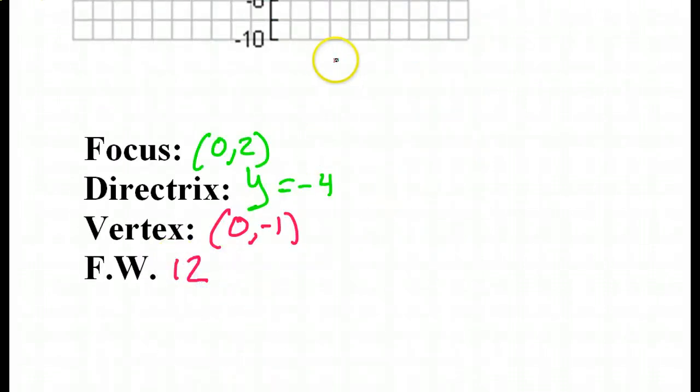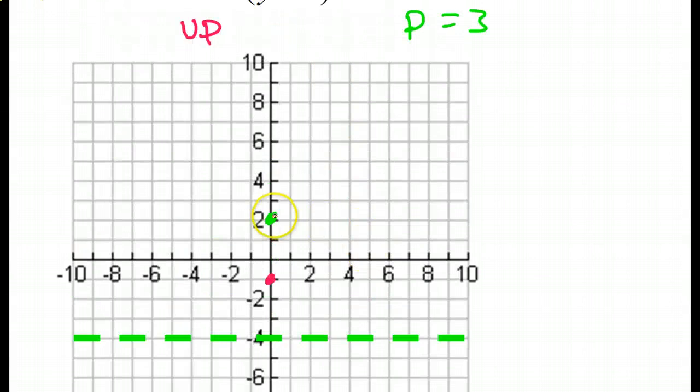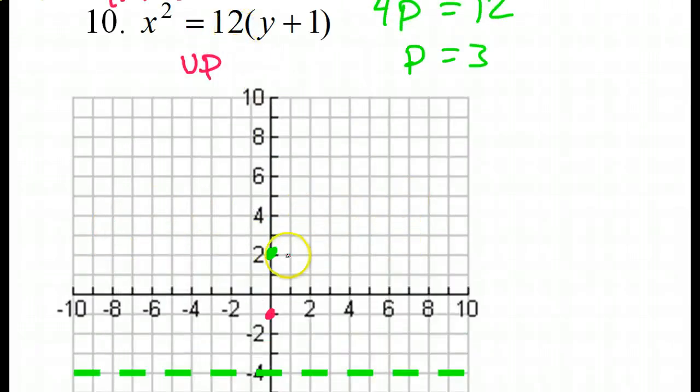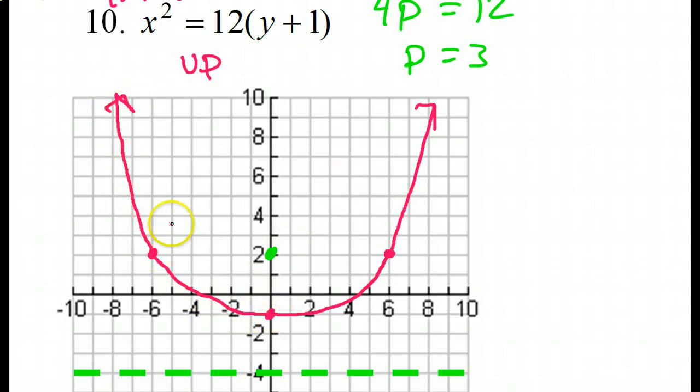All right, that gives me the width of the parabola at the focus. So that means right here the parabola must be 12 wide. That means 6 to the right and 6 to the left. Okay, so that allows me to draw my parabola. All right, and that is it for number 10.